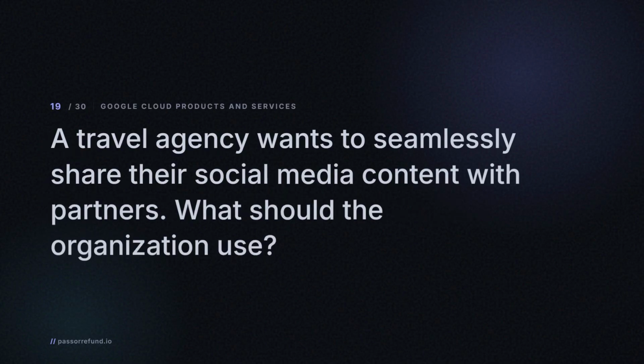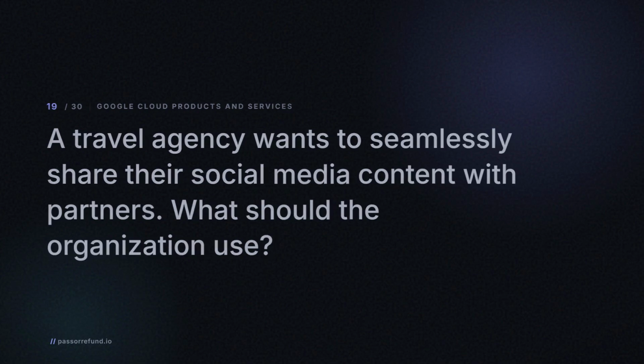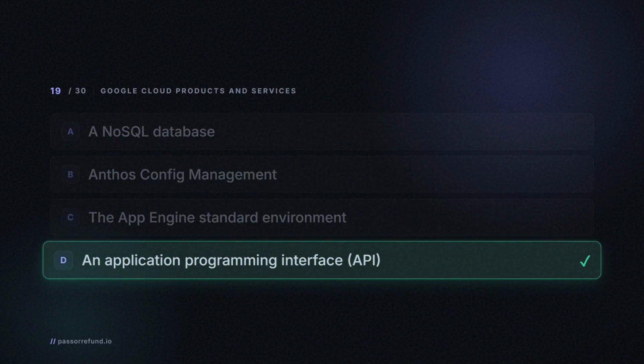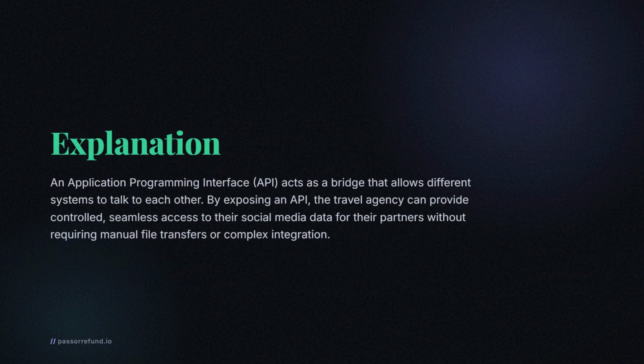Now, consider this. A travel agency wants to seamlessly share their social media content with partners. What should the organization use? The correct selection is D. An application programming interface, or API, basically acts as a bridge that allows different systems to talk to each other.